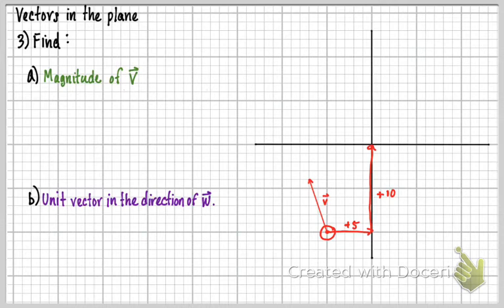I'm going to do that same thing with this terminal point. Whatever value that is, I'm going to move that to the right 5. So 1, 2, 3, 4, 5. And then I'm going to move it up 10. There's 4, 5, 6, 7, 8, 9, 10.